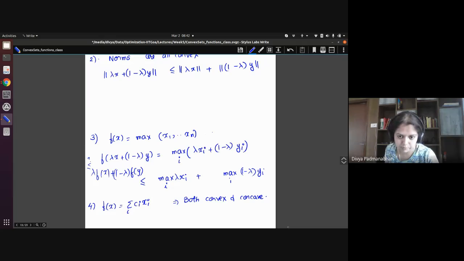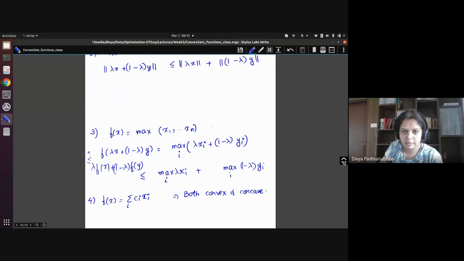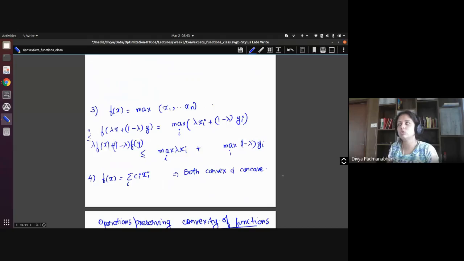as concave. Okay, so these are the ones that follow both ways, both side inequalities, and it turns out that these are the only functions for which it's both convex as well as concave. Any other function you'll have it either convex or concave, or even neither. So these were some examples I just wanted to showcase.